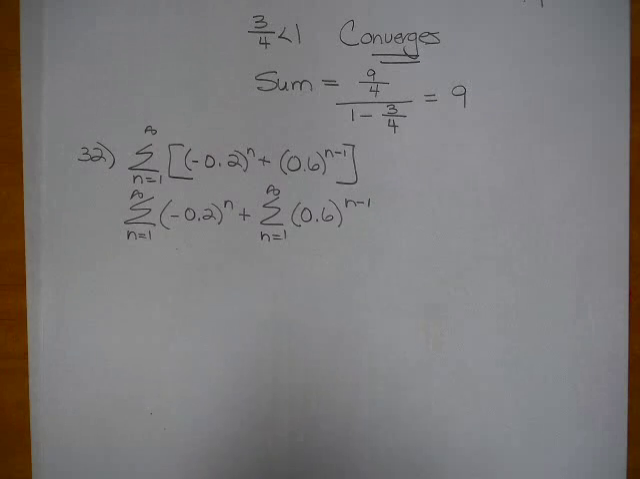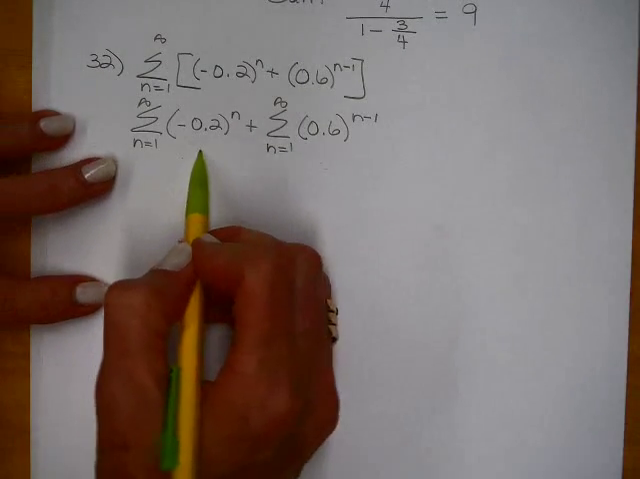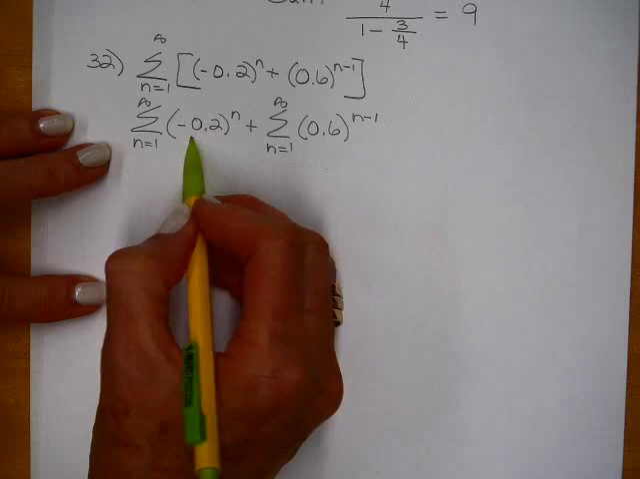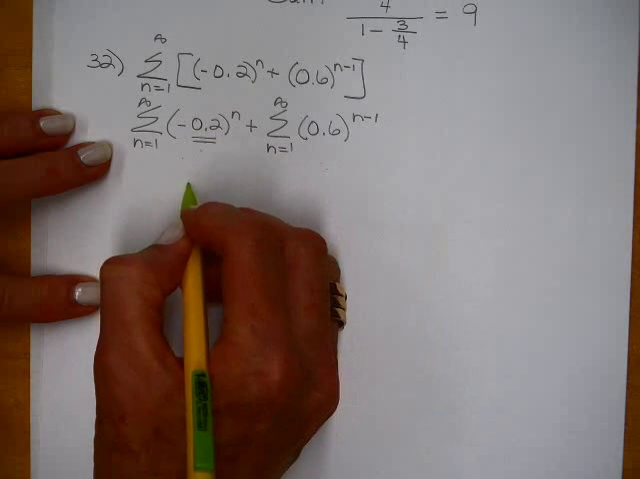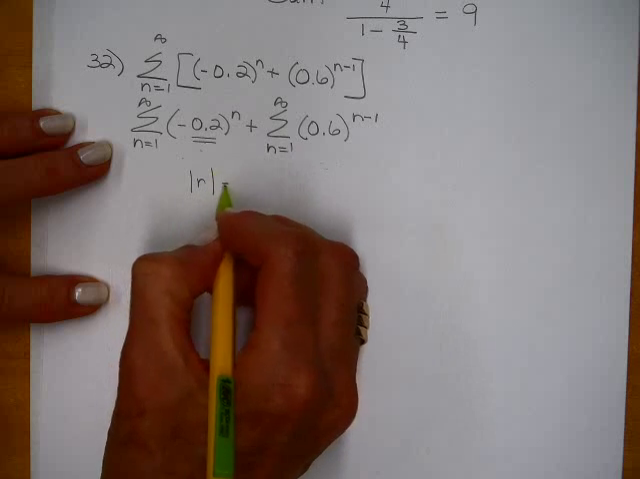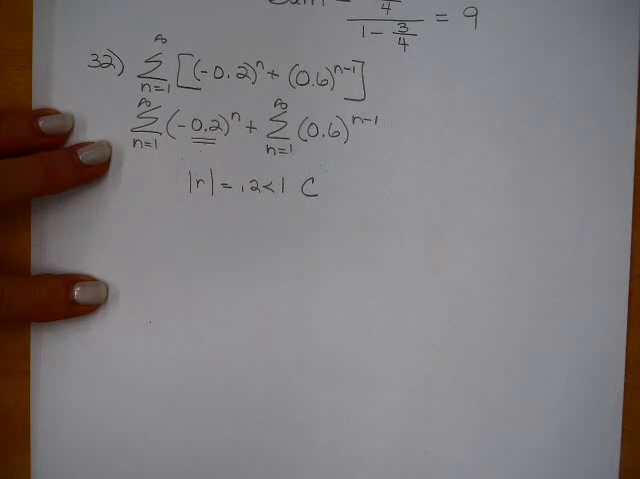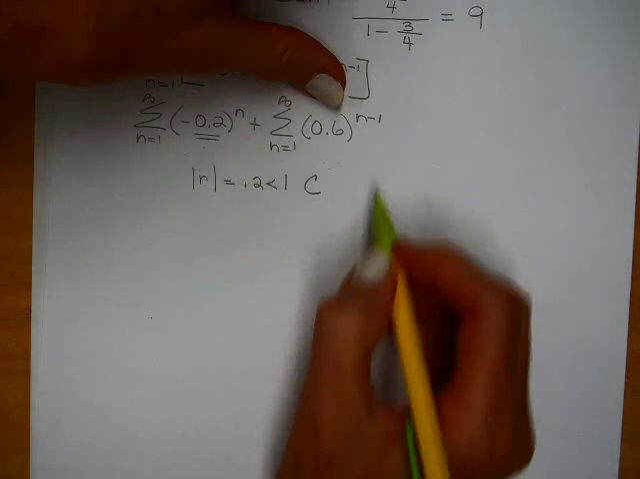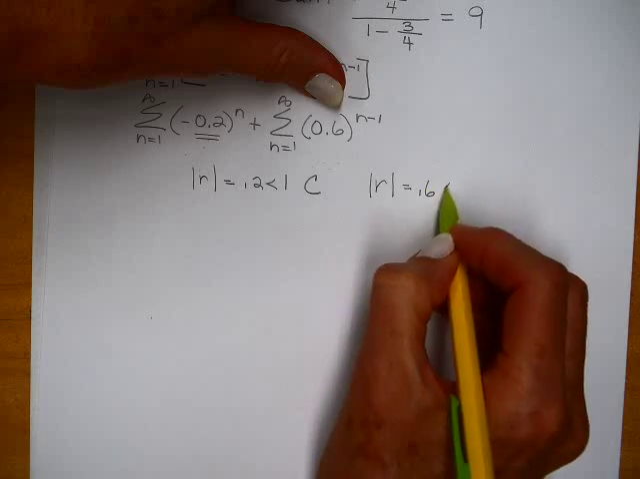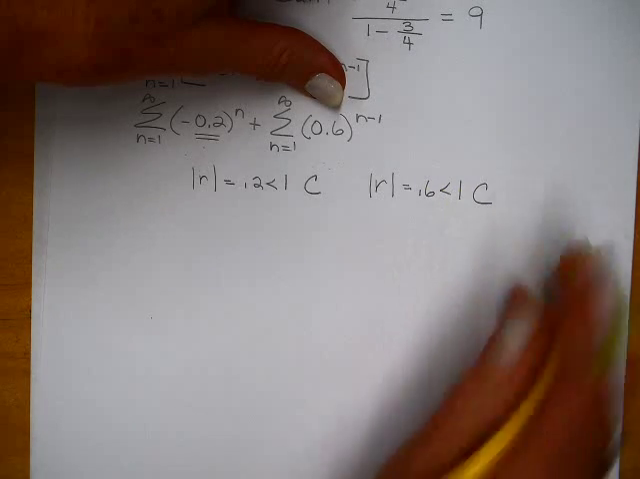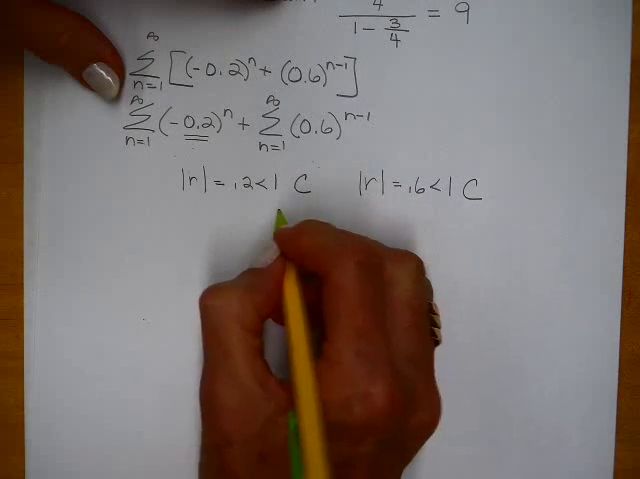We did that when we were doing improper integrals. All right, so for this one, this is geometric. This is your r. So the absolute value of your common ratio is 0.2, which is less than 1. This one converges. The r for the other one is 0.6, which is also less than 1. This one converges. Since these both converge, the whole thing converges.